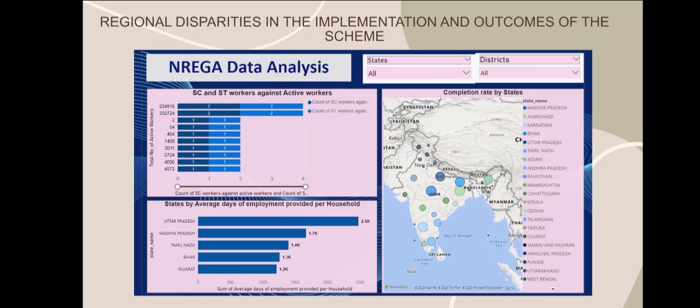The next KPI is on regional disparities in the implementation and outcomes of the scheme. Here the first visual is based on SC and ST workers against active workers. Here the dark blue color indicates the count of SC workers and the light blue color indicates the count of ST workers. The next visual is based on the states by average days of employment provided per household. Here we have used top 5 states. And the next visual is based on the completion rate by states. Here we have used map visual.